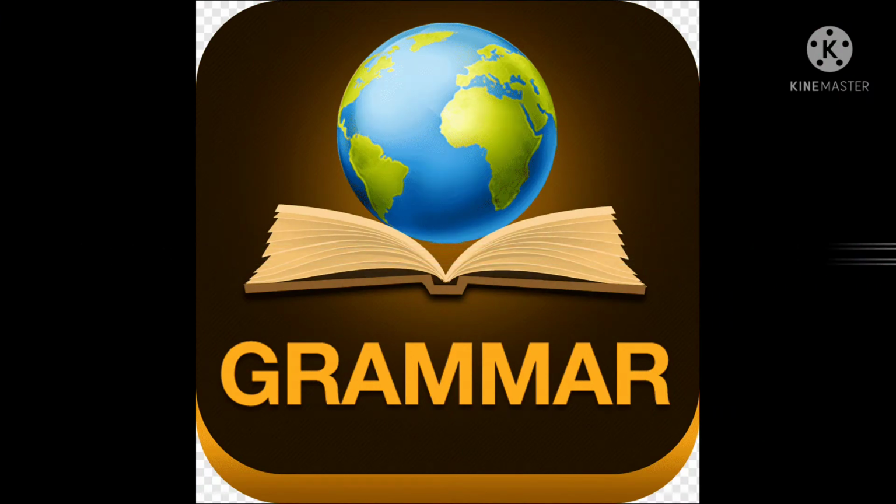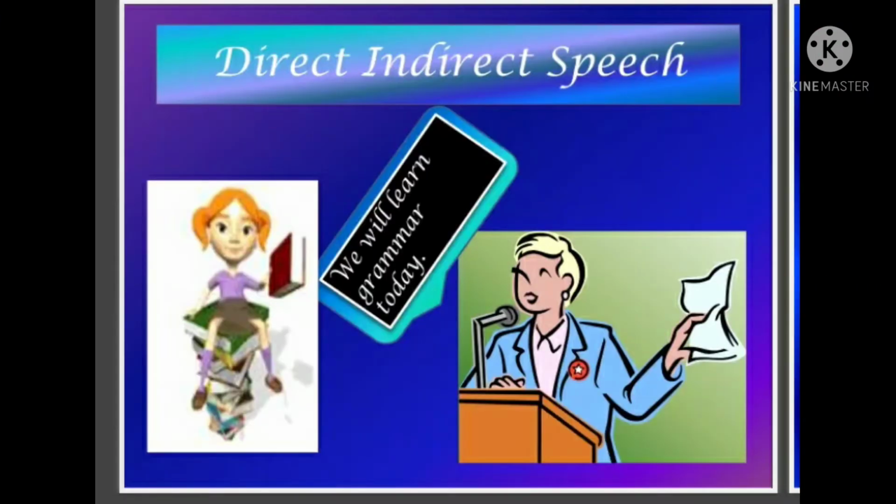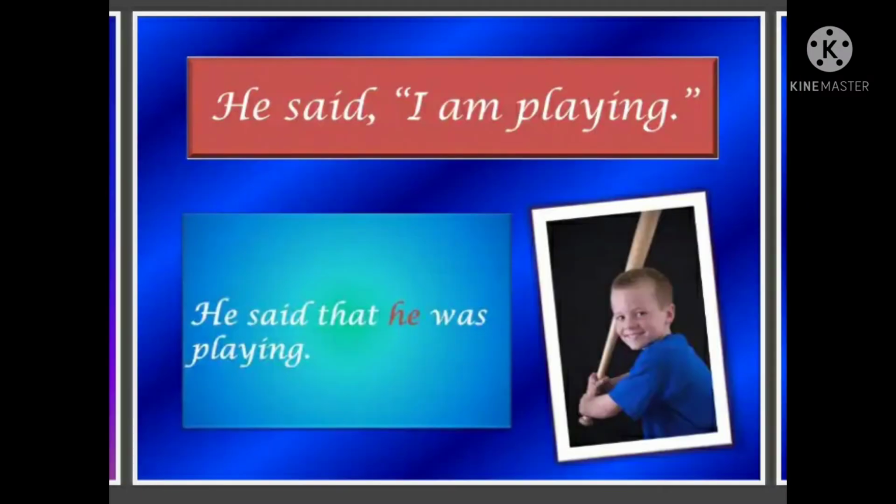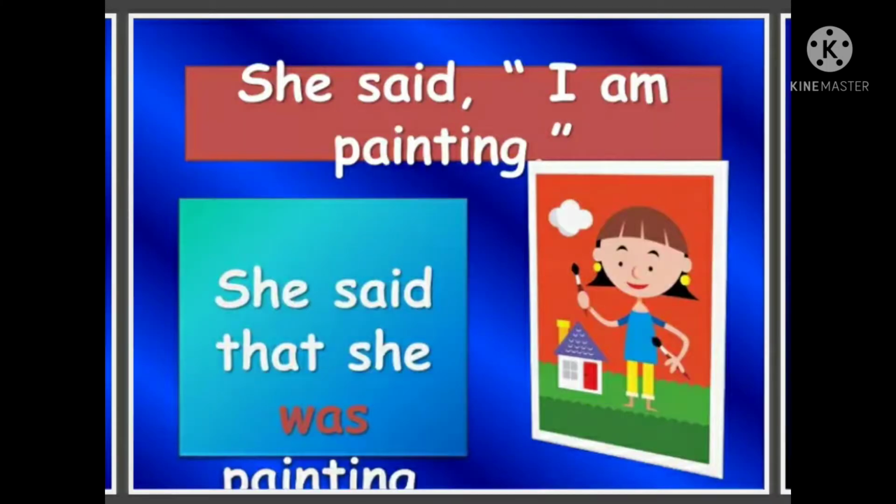Today, let us discuss direct and indirect speech. See the example here, children. He said, "I am playing." He said that he was playing. She said, "I am painting." She said that she was painting.